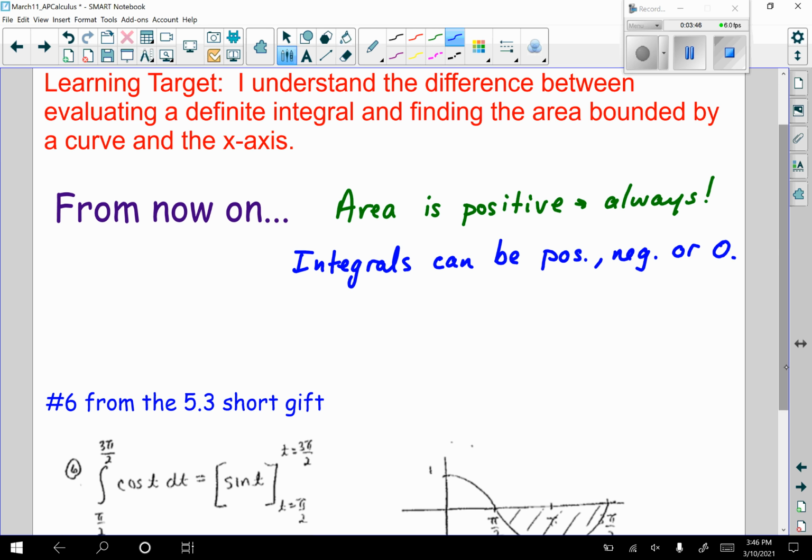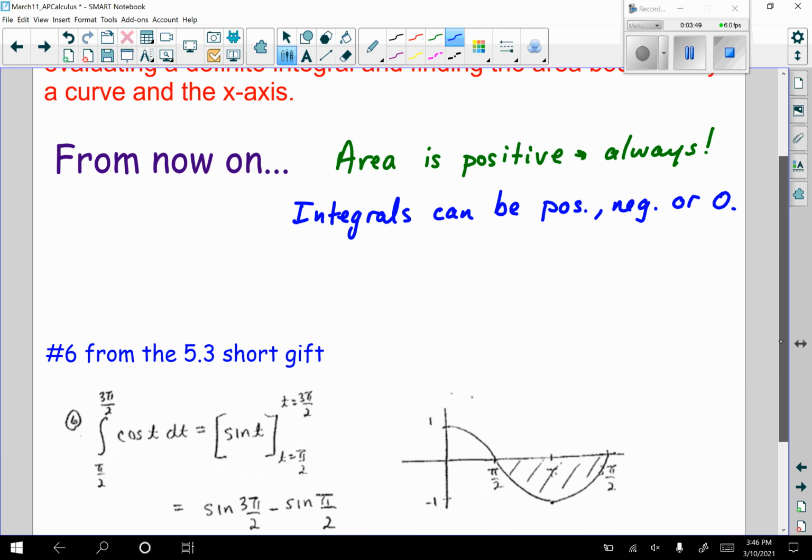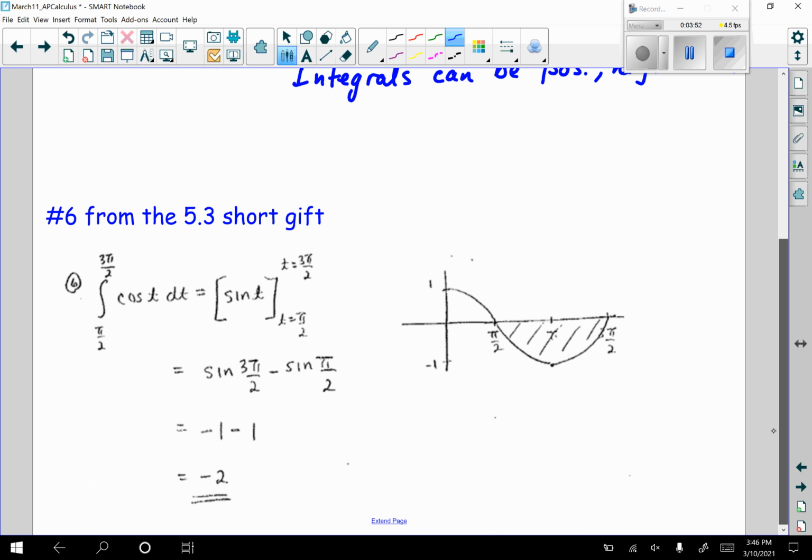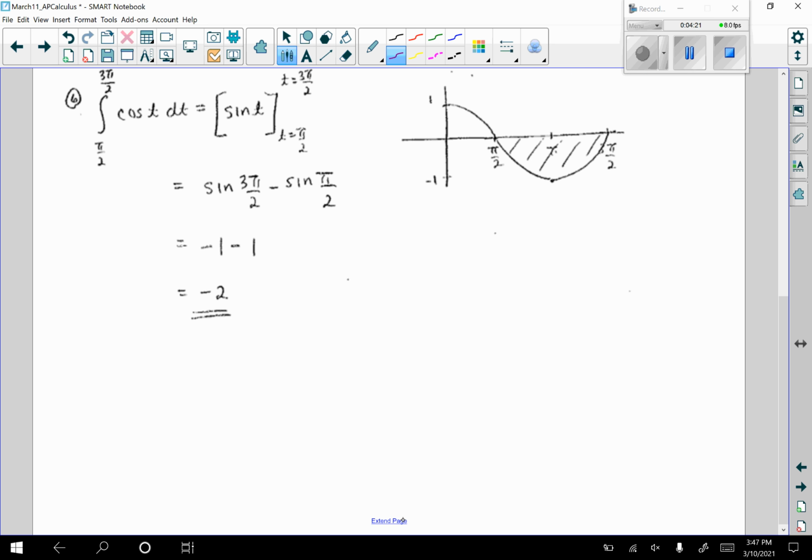So I want to go back and take a look at number 6 from yesterday's handout. As we're taking the integral from pi/2 to 3 pi/2 of cosine of t dt, again, the antiderivative would be sine t as t goes from pi/2 to 3 pi/2. So using the fundamental theorem of calculus, part 2, we first say sine of 3 pi/2 minus sine of pi/2. That gives us -1 minus 1, so it's -2. It's kind of like interpreting velocity. The sign of the answer for the velocity is going to tell us direction, and this is kind of telling us direction with respect to the x-axis.